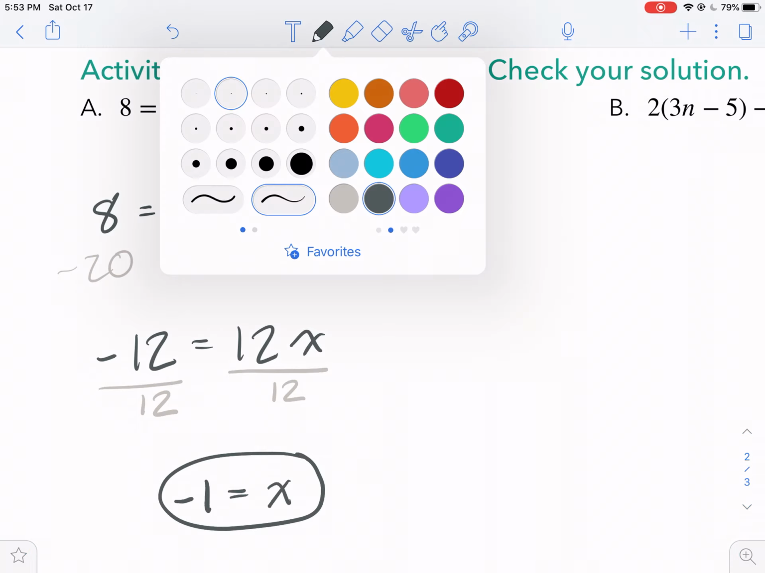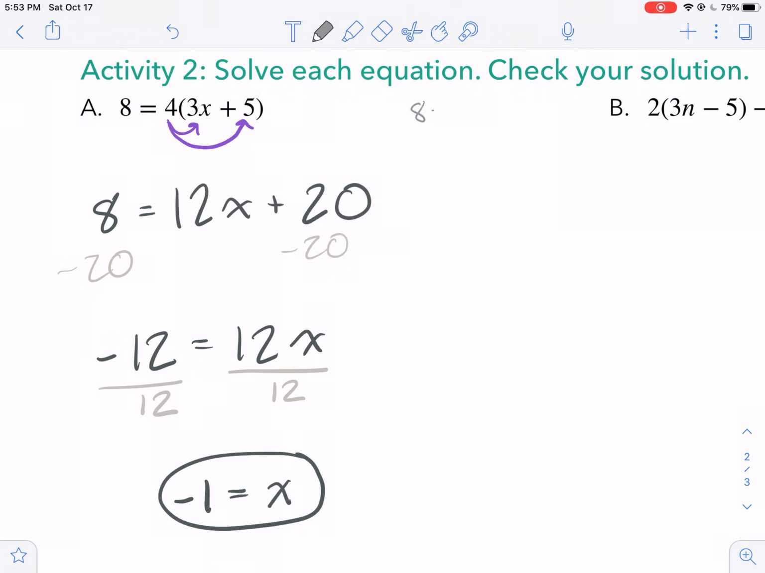Did we do it right? Let's check. Is it true that 8 equals 4 times 3 times negative 1 plus 5? Well, that's 4 times negative 3 plus 5, and negative 3 plus 5 is negative 2. So is 8 equal to 4 times negative 2? Yes, it is. We did it right.